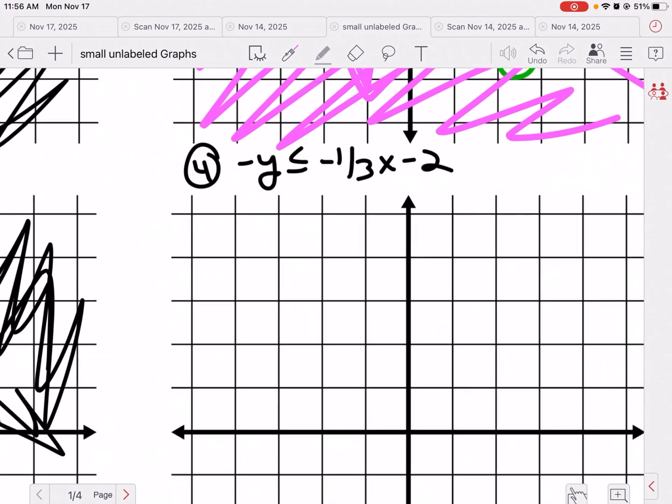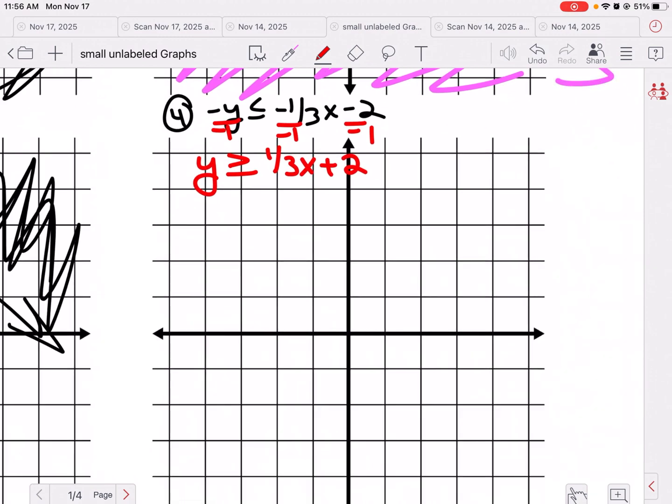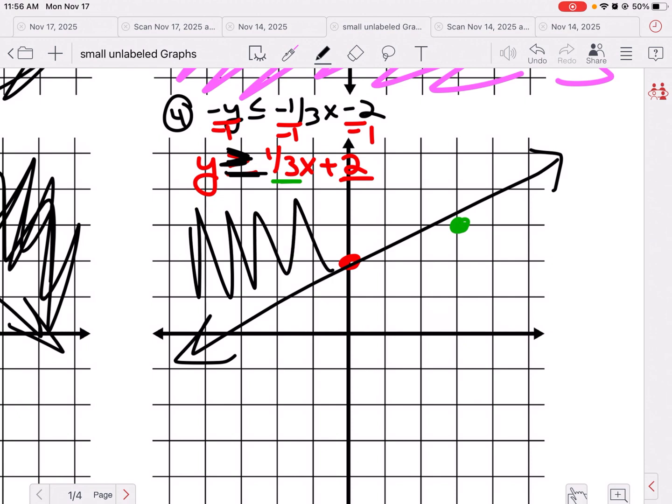Looking at number 4, again, I have that negative sign, so we're going to divide every piece by -1. So when we get y is greater than, I have to flip that inequality because I divided both sides by a negative. Positive 1/3 x plus 2. So again, we're going to plot that y-intercept at +2. We're going to go up 1 over 3, plot my point. Oops, can erase my jumps there. And then again, we have a solid line underneath, so it's a solid line across. And y is greater than the line, so we want to shade above this line.